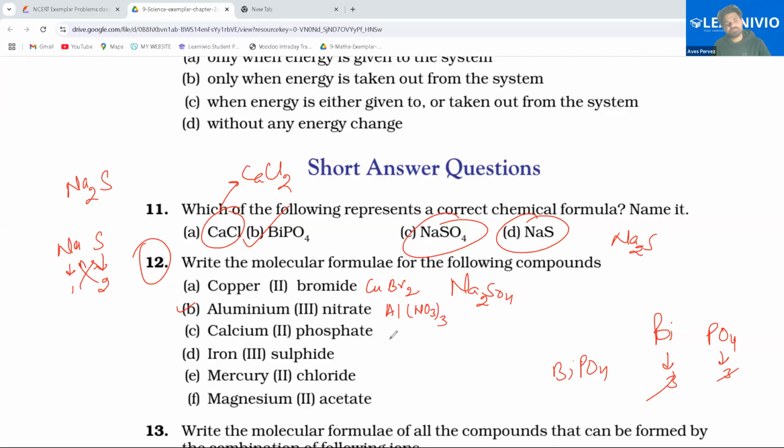Calcium phosphate: Ca3(PO4)2. Iron sulfide: Fe2S3. Very good. Mercury chloride: HgCl2.